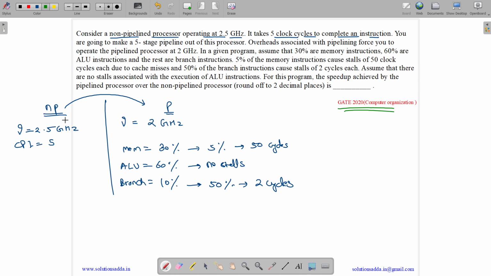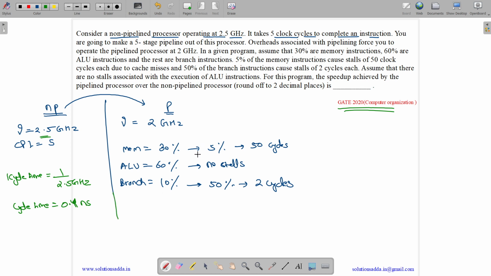So we have the non-pipeline processor. It operates at 2.5 GHz. So what is its cycle time? One cycle time equals 1 divided by 2.5 GHz. So cycle time is equal to 0.4 nanosecond. Now let us come to the pipeline processor.